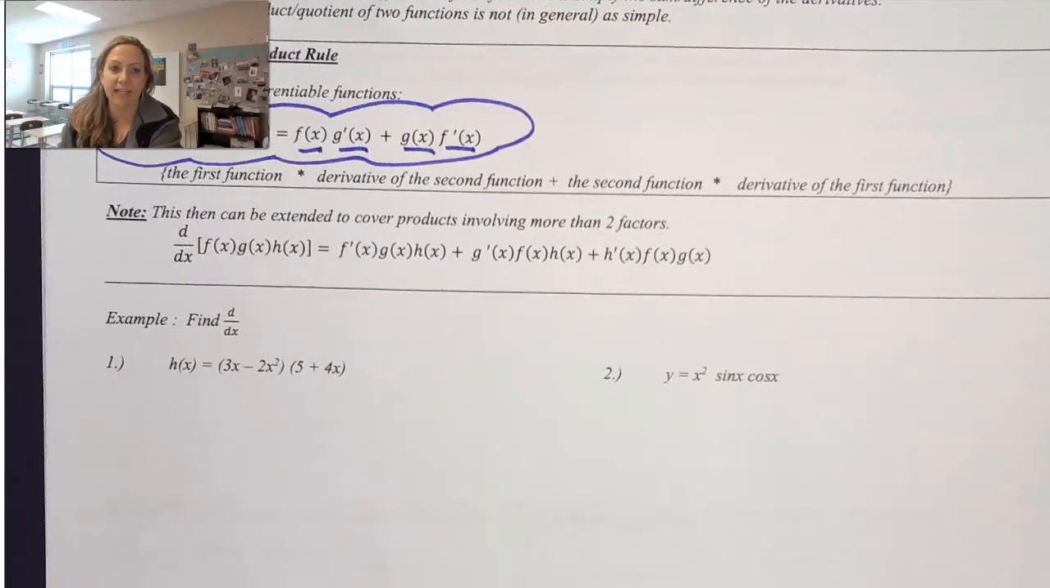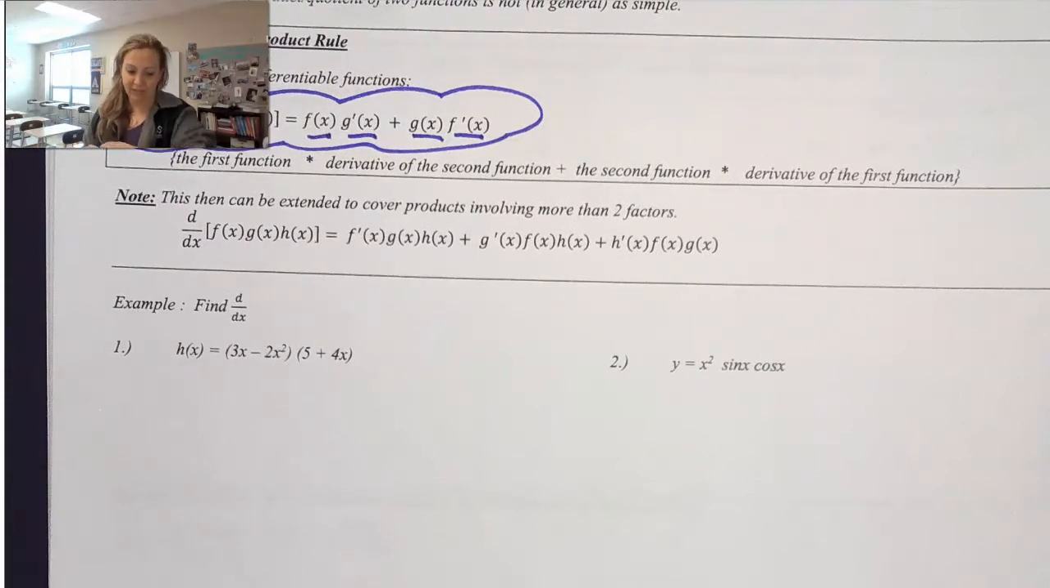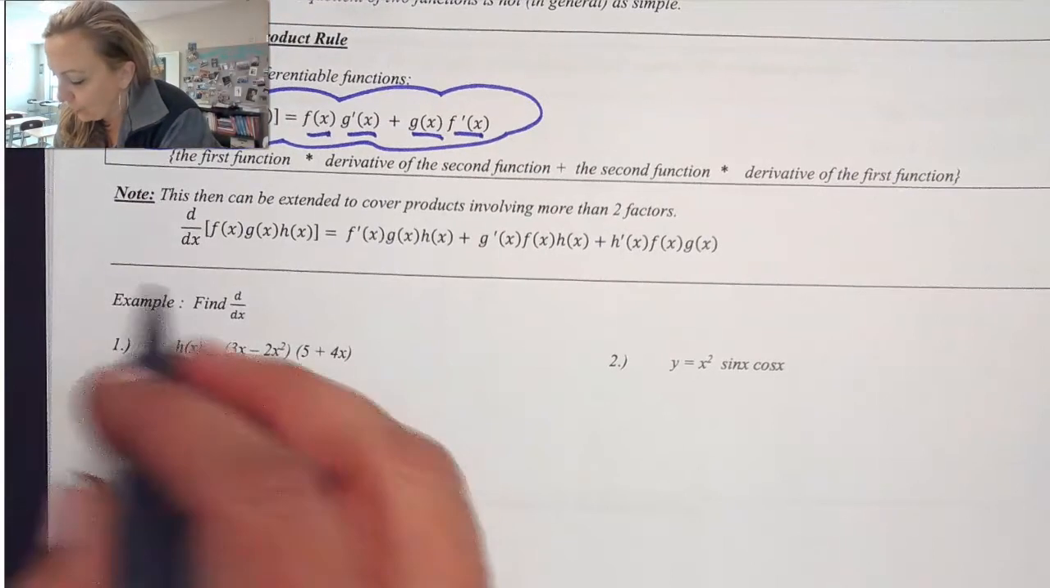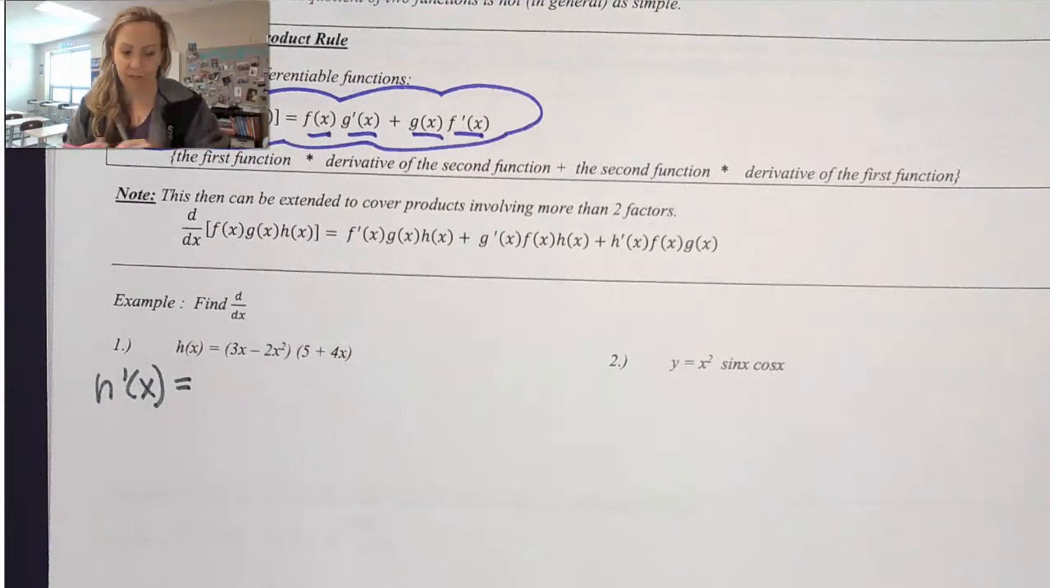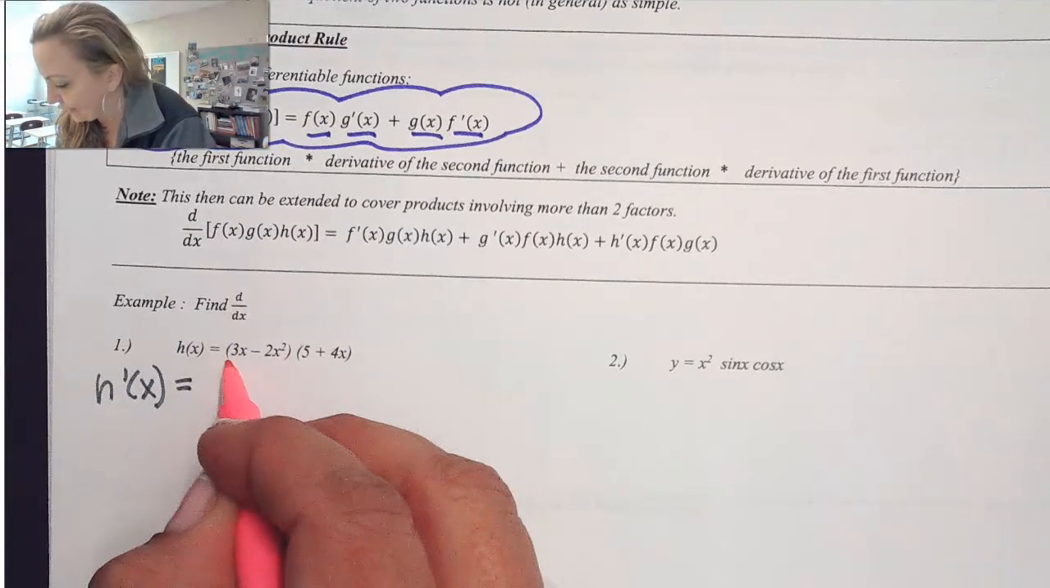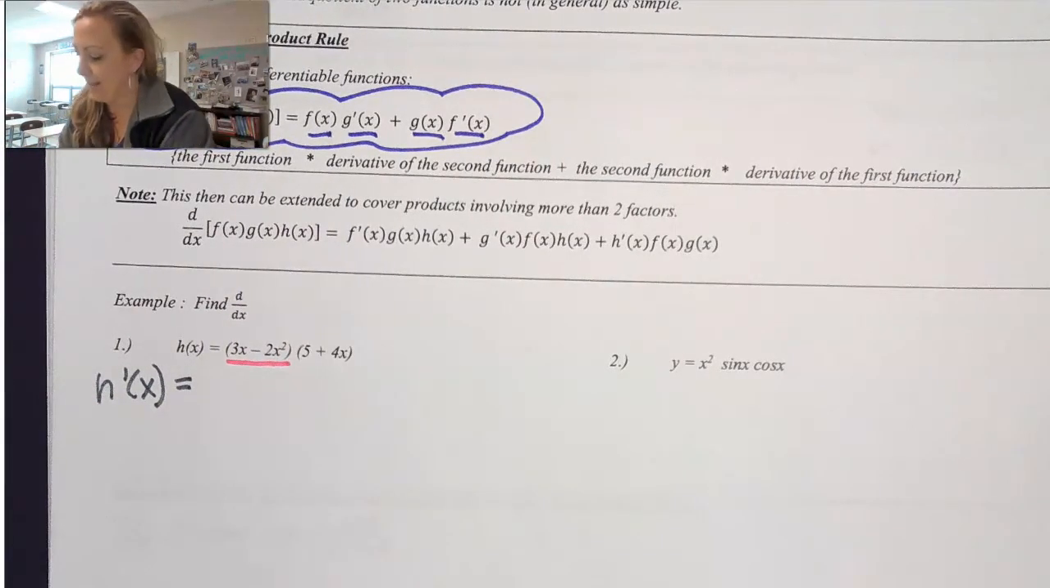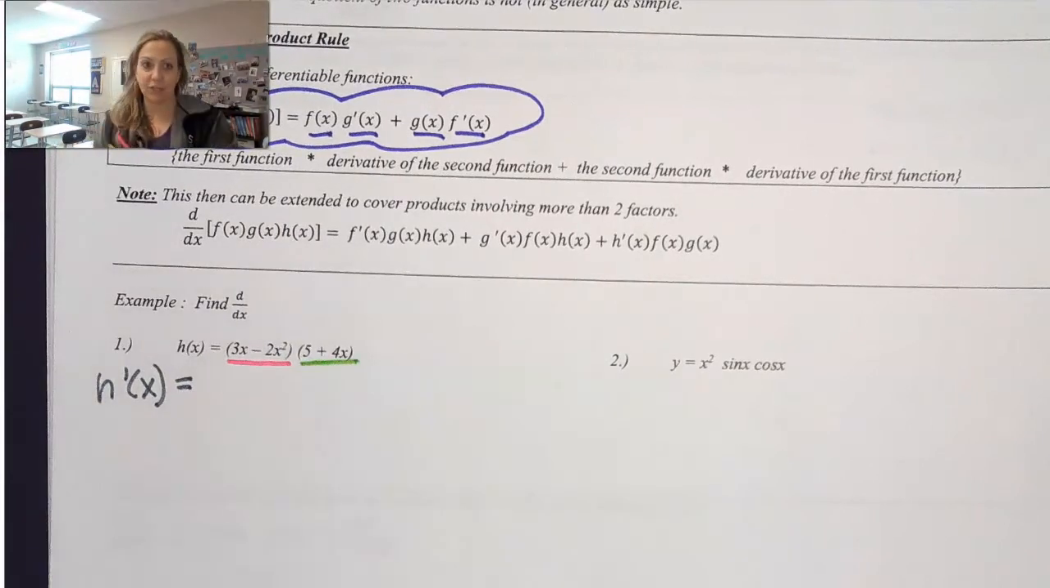Example 1 wants us to find d dx of h of x, which is 3x minus 2x squared times 5 plus 4x. Now, it's true that we could multiply these together. That's not too bad, and then we could apply the power rule on that. But let's practice our product rule. So if we take the derivative, again, let's look at our first function, which is 3x minus 2x squared. And then we have the second function, which is like our g of x, 5 plus 4x.